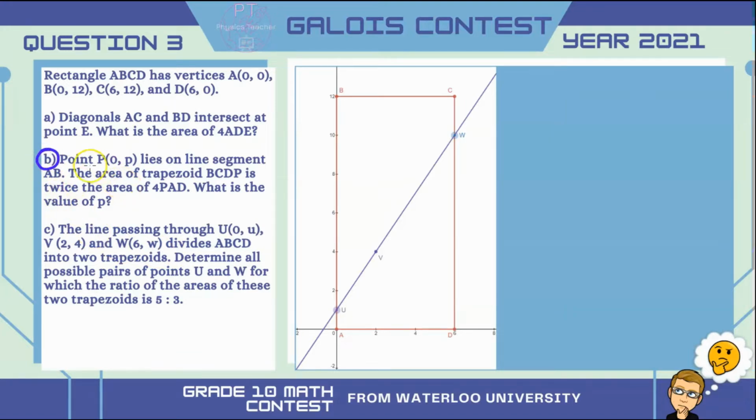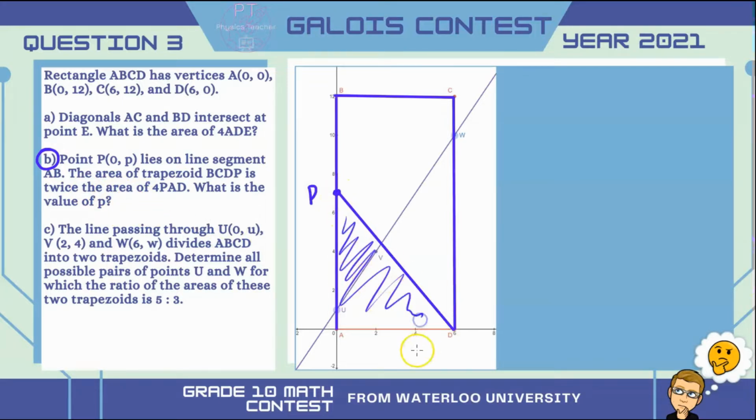Now part B says there's a point P at the coordinates 0 and P. So somewhere on this line between A and B is a point P. Let's say here, for example. And the area of the trapezoid BCDP, so it would be B, C, D, and P, is twice the area of this triangle over here. What is the value of P?